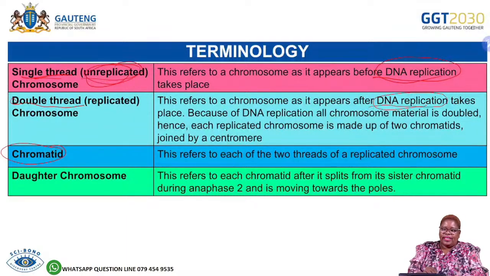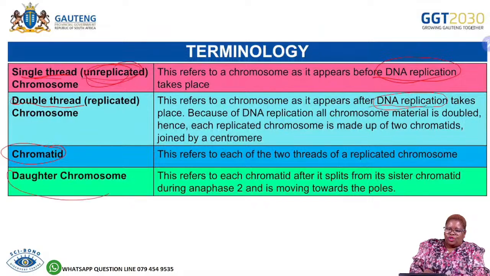Looking at the chromatid, it refers to each of the two threads of a replicated chromosome, right? Before replication takes place, we've got what? A single thread. Now replication takes place, it makes a copy of itself. Then we talk about a double thread chromosome. So when we talk about a chromatid, you can talk about it before replication takes place. But immediately when replication has taken place, then you can talk about two chromatids, because it has doubled, two chromatids forming a chromosome.